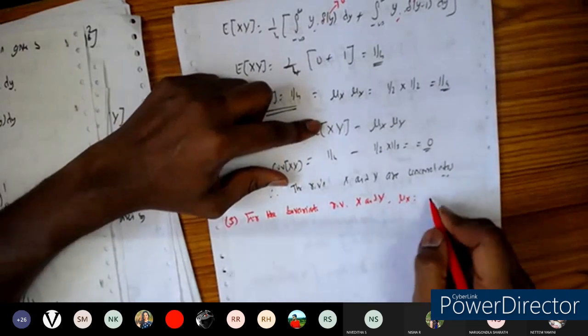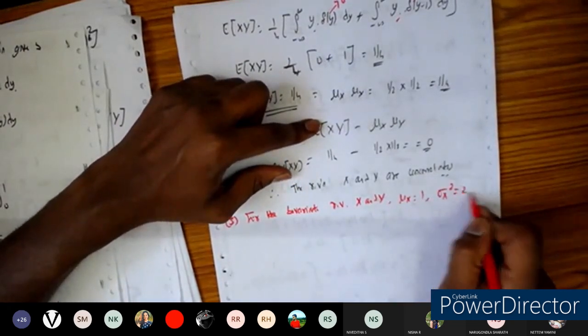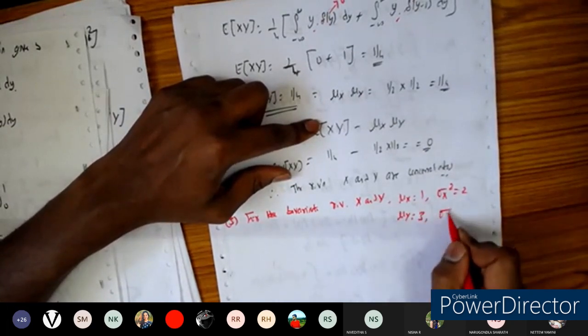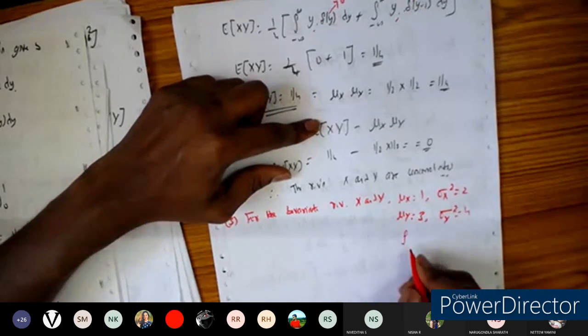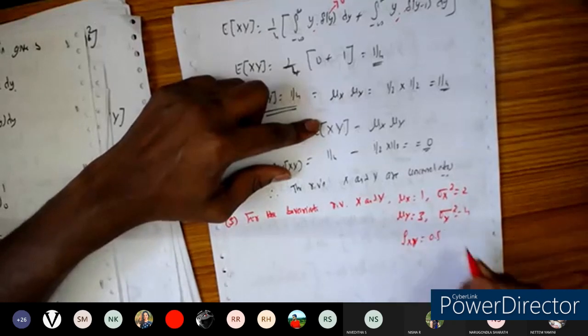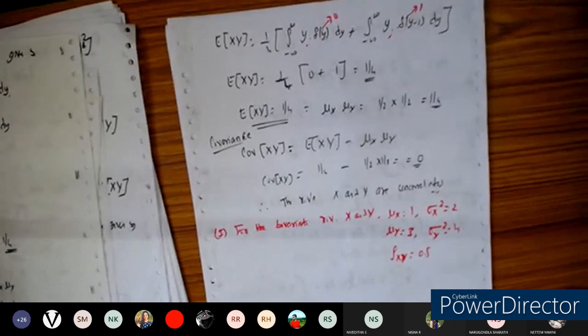We can take nu x, that is the mean, equal to 1. Sigma x square is equal to 2. Nu y is equal to 3. Sigma y square is equal to 4. And the correlation coefficient rho xy is equal to 0.5. Find the covariance.